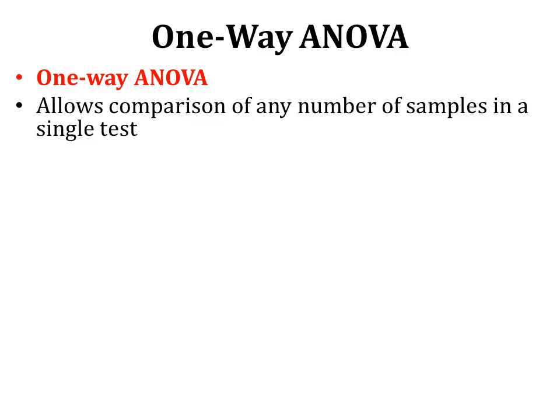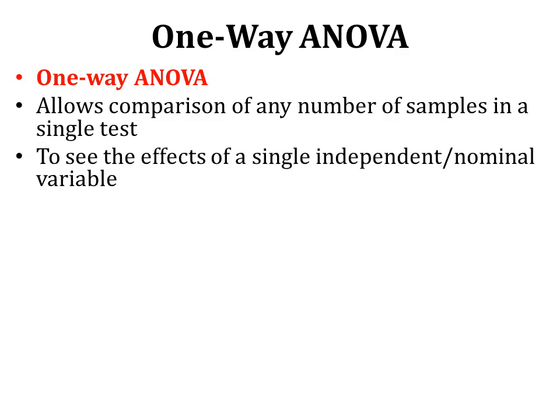As I said, there are different types of ANOVA, so now we are going to discuss those types. We are starting from the simplest type of ANOVA, which is known as one-way ANOVA, or one-way analysis of variance. One-way ANOVA allows the comparison of any number of samples in a single test, right? So we are performing a single test of ANOVA, and we can compare the mean values of any given number of samples in that single test.